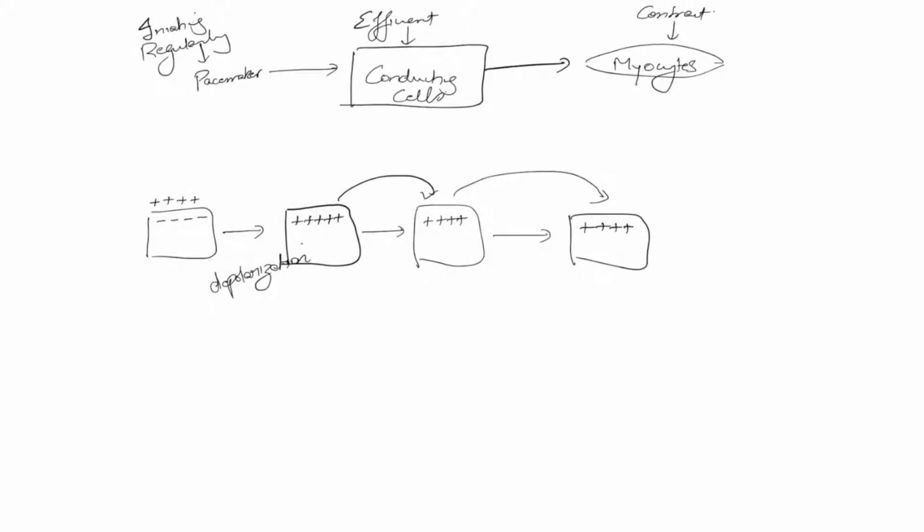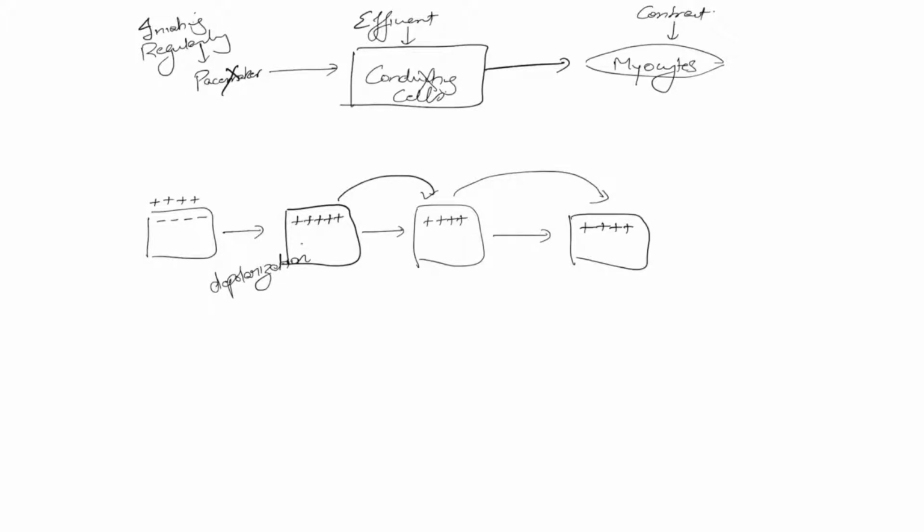Now, for some reason, on a bad day, if the pacemaker cells do not function, some of the other cells might take up the role of a pacemaker, but they may not be as fast or as regular. Similarly, if something is wrong with the conducting cells of the heart, the myocytes can actually conduct the impulses also, but then they just won't be as efficient. So it just takes longer for the impulse to be conducted.